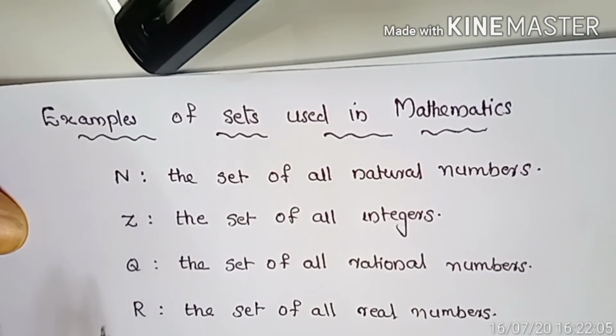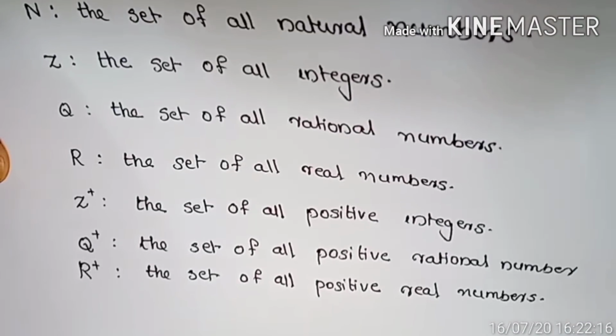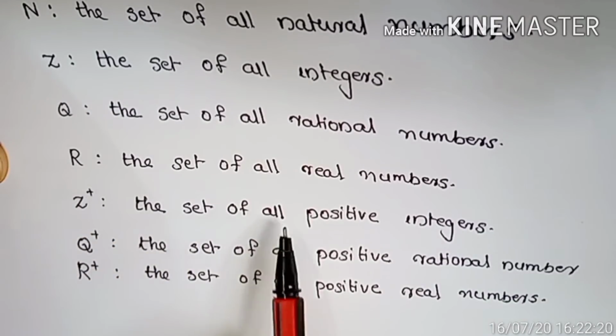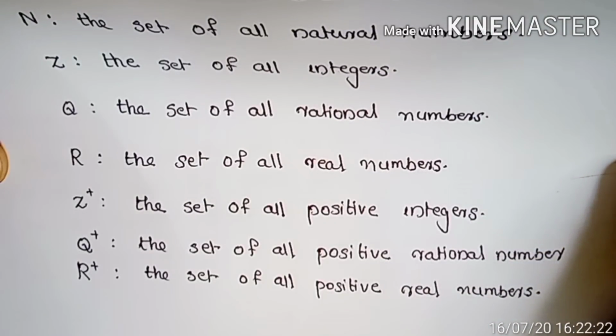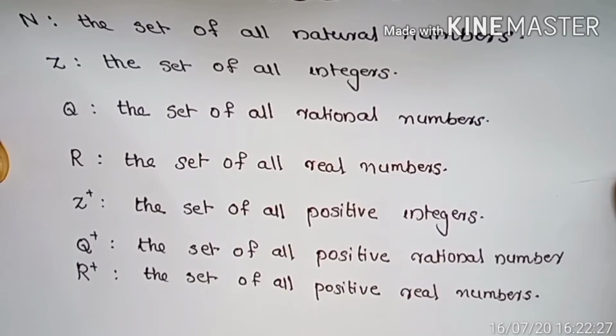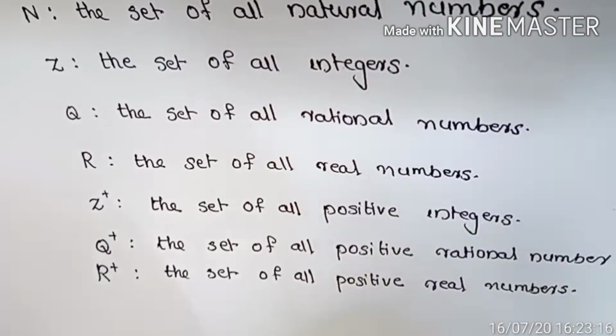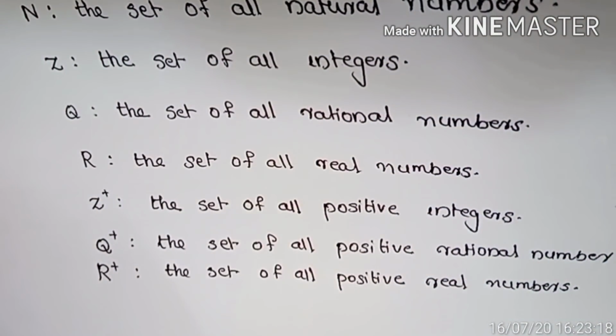Then Z, set of all integers: negative numbers, 0 and positive numbers. Q is the set of all rational numbers. R is the set of all real numbers. Then next three more. Z plus means the set of all positive integers. Q plus, the set of all positive rational numbers. And R plus is the set of all positive real numbers.